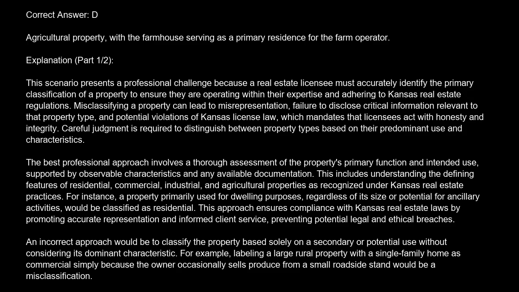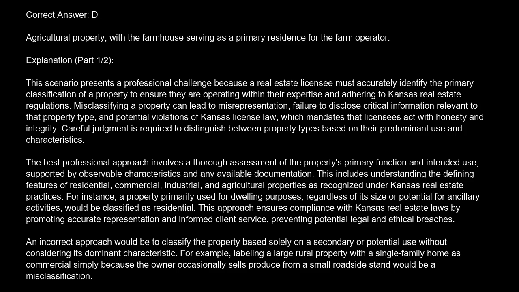Explanation. This scenario presents a professional challenge because a real estate licensee must accurately identify the primary classification of a property to ensure they are operating within their expertise and adhering to Kansas real estate regulations. Misclassifying a property can lead to misrepresentation, failure to disclose critical information relevant to that property type, and potential violations of Kansas license law, which mandates that licensees act with honesty and integrity. Careful judgment is required to distinguish between property types based on their predominant use and characteristics.